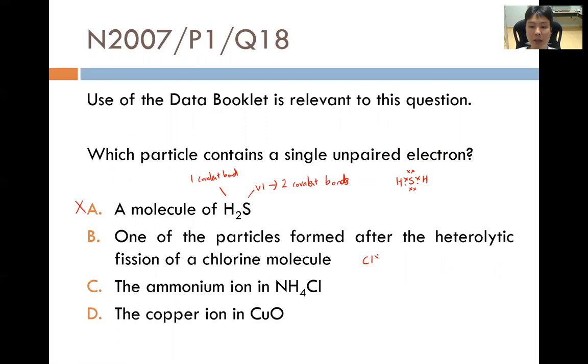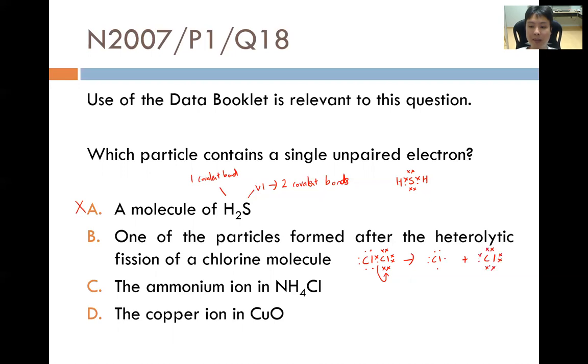So for a chlorine molecule, the dot and cross diagram looks like this, whereby since chlorine is in group 7, it will actually form 1 covalent bond in order for each chlorine atom to obtain stable noble gas configuration. Heterolytic basically means that this shared pair of electrons breaks in a way such that a single atom gets both the electrons. And if heterolytic fission were to occur for this chlorine molecule, what is going to happen is going to form this species, and it's going to form this species.